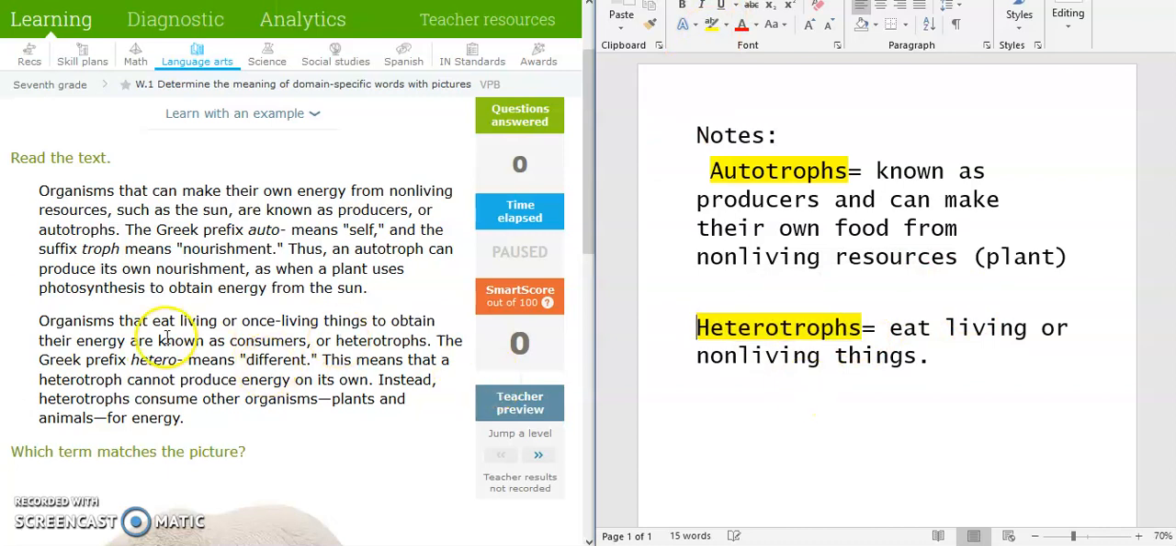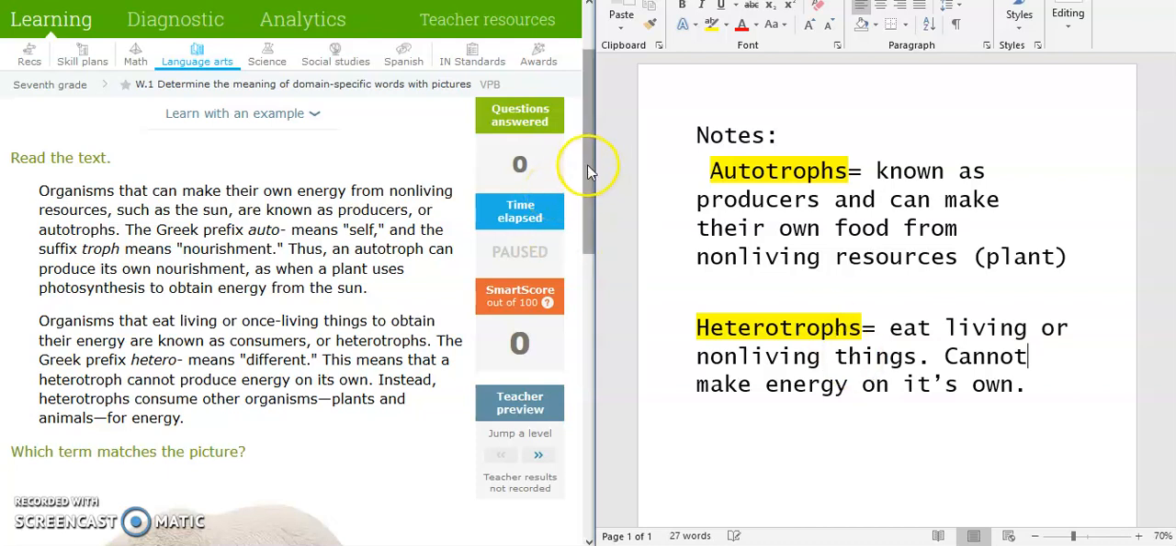So I'll keep reading. The Greek prefix hetero means different. This means that a heterotroph cannot produce its own energy on its own. Instead, heterotrophs consume other organisms, plants, animals for energy. Cannot make energy on its own. All right. So now that I've read, I have two things. I have autotrophs like plants, and I have heterotrophs. I know that one of my favorite things to eat is wings. So I am definitely a heterotroph because I love to eat wings.